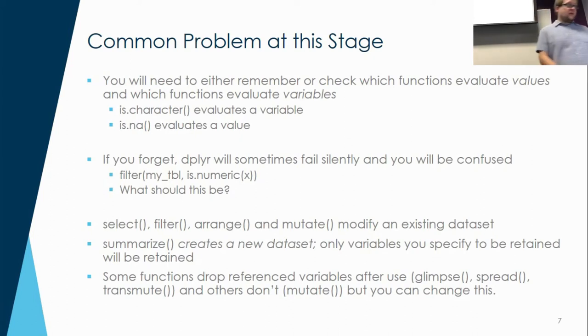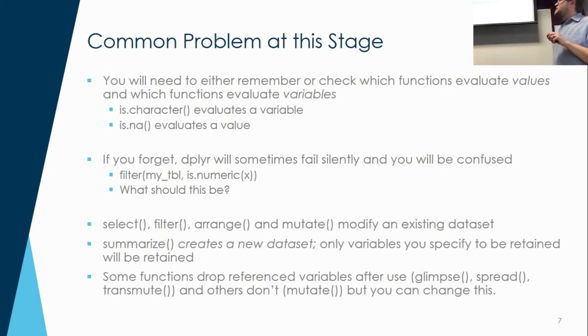You don't need to do it within a dplyr command either. Select, filter, arrange, and mutate, and this is just to reiterate what we already talked about: select, filter, arrange, and mutate modify existing data sets. Summarize creates new data sets. The only things that you get back will be retained. Some functions drop reference variables after use. This is also important. Certain functions, once you use them, the variables that you use them on will disappear. Transmute is one of those examples.